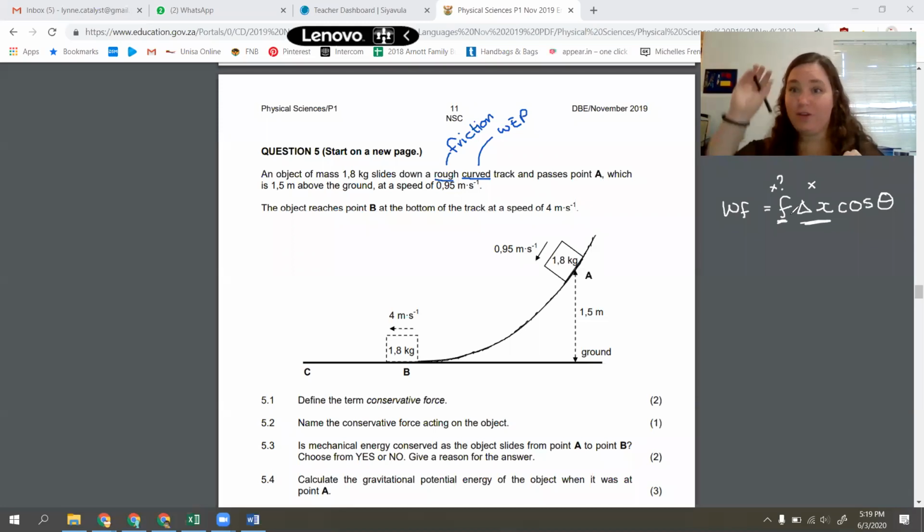You can just know that while you had this much mechanical energy here and this much mechanical energy here, and you put in these other energies, that's how much energy was lost. Okay, so that's usually how we go about solving these.